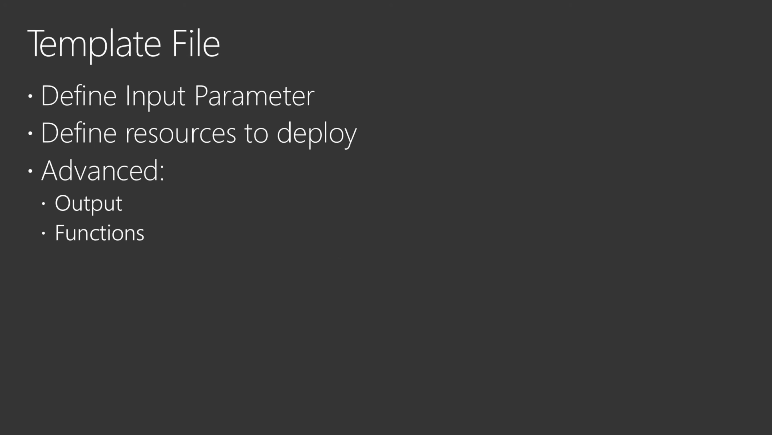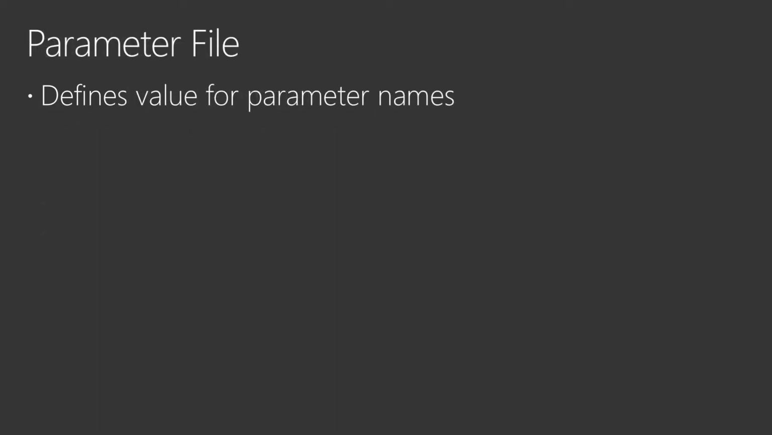So what is this template file? Well, first it defines the input parameters that we're going to be using. It also defines the resources that we're going to be deploying. And there's also more advanced stuff like outputs and functions, but we're not going to be using those today. And finally, there's the parameter file. This is the most basic one. And this one just defines values for the parameters that you're going to be using. It's as simple as that.